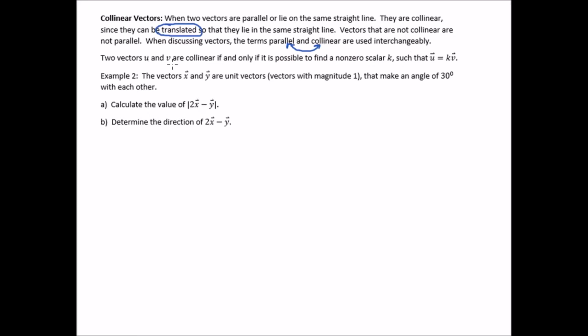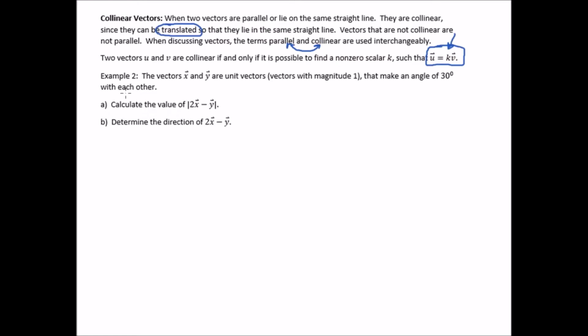So two vectors u and v are collinear if and only if it's possible to find a non-zero scalar k so that they become multiples of each other. Okay, vector u is some multiple k of vector v.